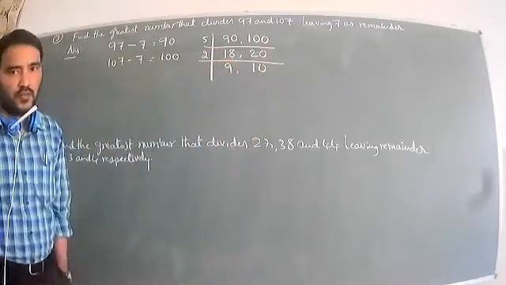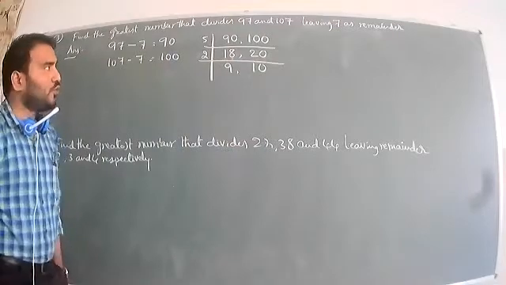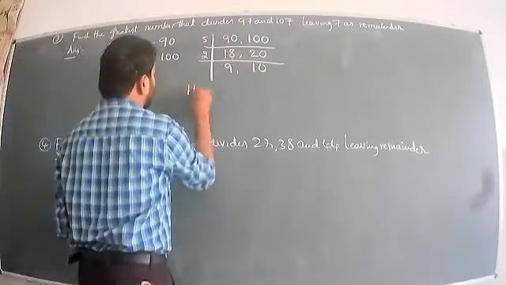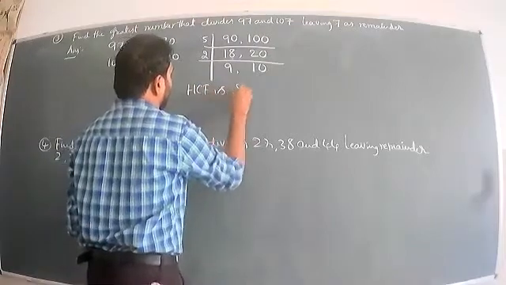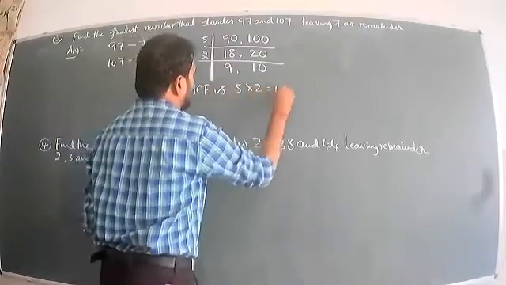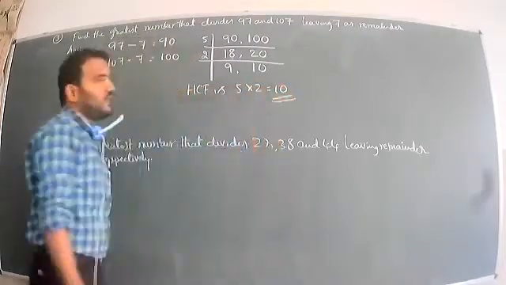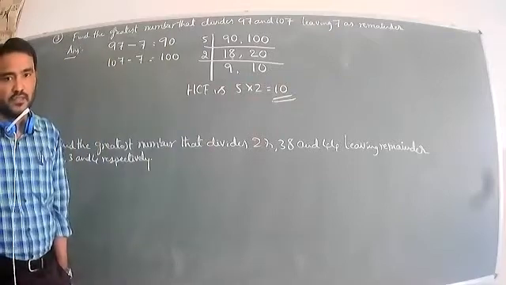9 and 10 are the co-prime numbers. HCF is 5 into 2 equals to 10. HCF is 10.